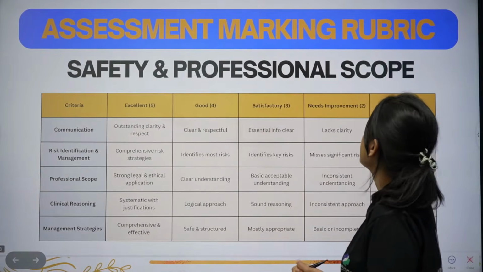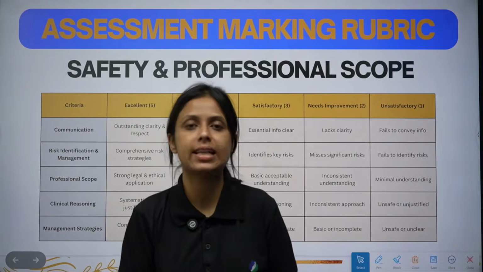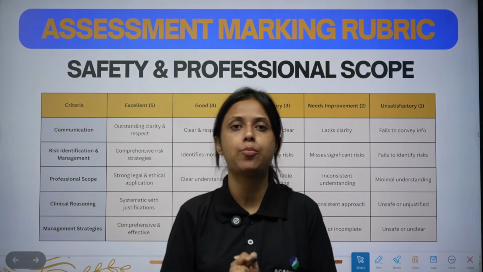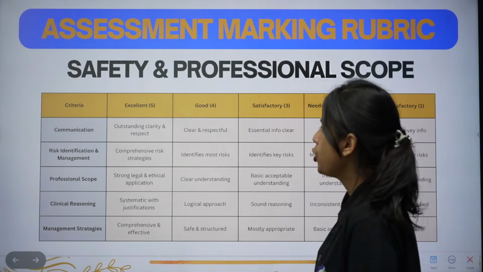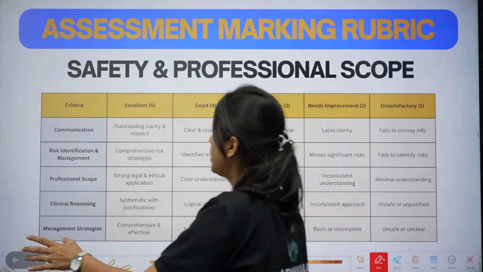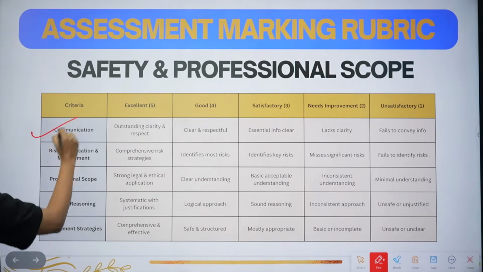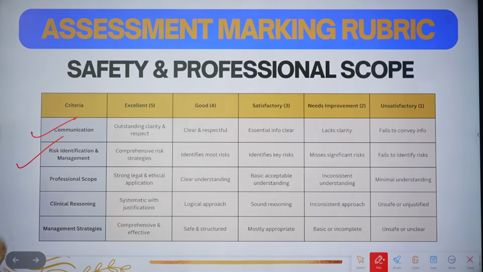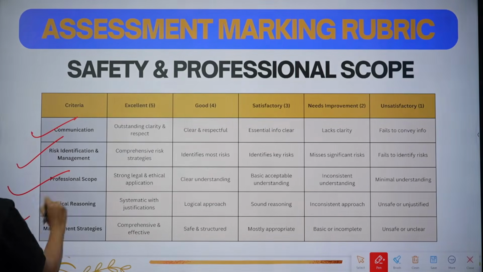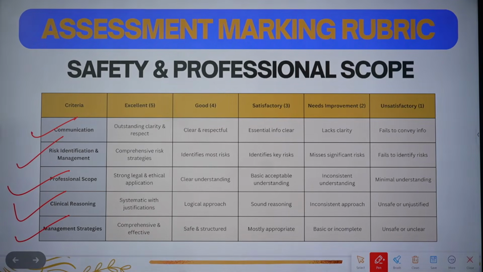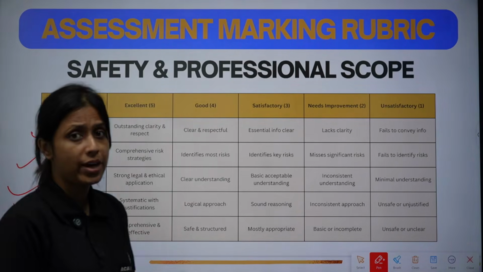Now, what is the marking rubric? Basically, they're going to talk about safety and professional scope. So how will they mark you? What are the criteria on which you will be marked, guys? On the basis of communication, risk identification and management, professional scope, clinical reasoning, and management strategies. So if your answer is excellent, you get a score of 5.